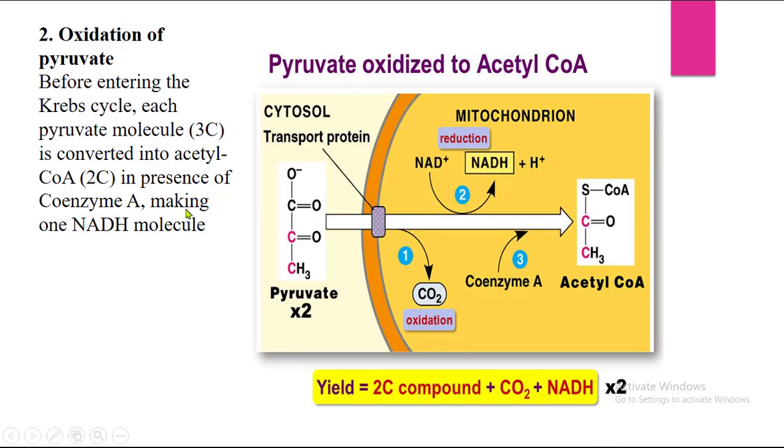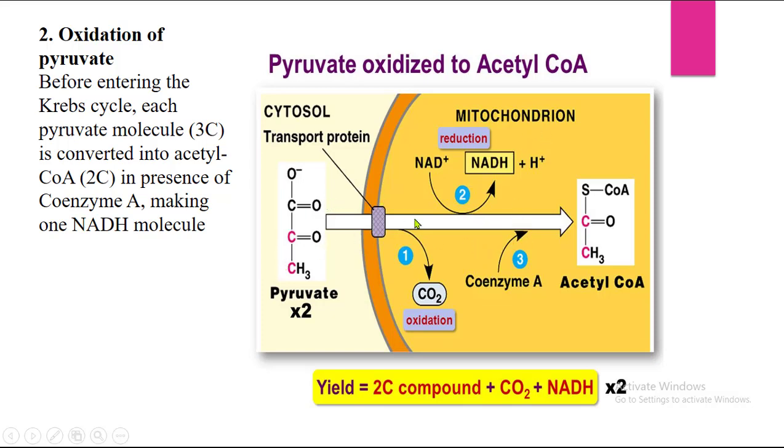So what happens once the glucose is broken down into 2 pyruvate molecules in the cytoplasm? Now this pyruvate molecule has to participate in the Krebs cycle, and the Krebs cycle actually takes place in the mitochondrion, and this pyruvate is present in the cytoplasm. So it has to move to the mitochondria. It has to cross the mitochondrial membrane, and it will reach the mitochondrial matrix.